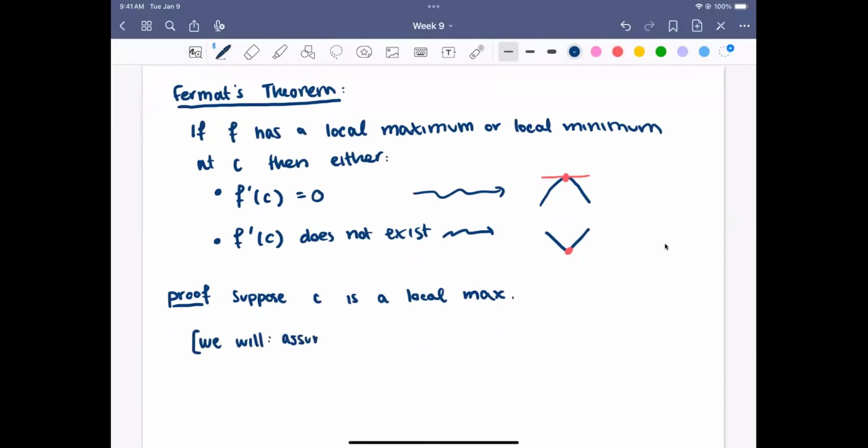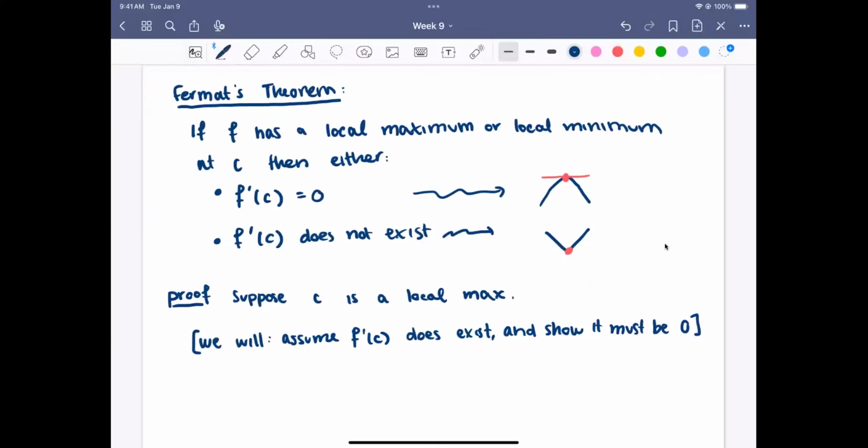Assume f prime of C does exist and show it must be 0.